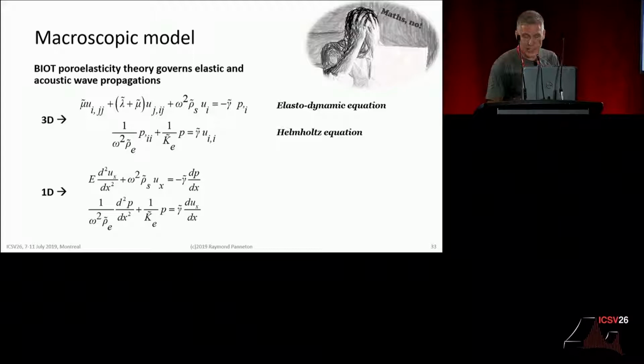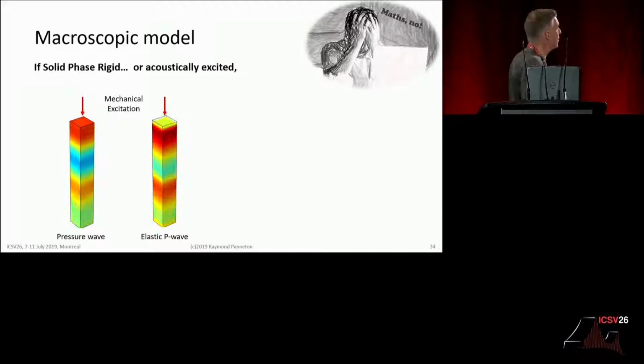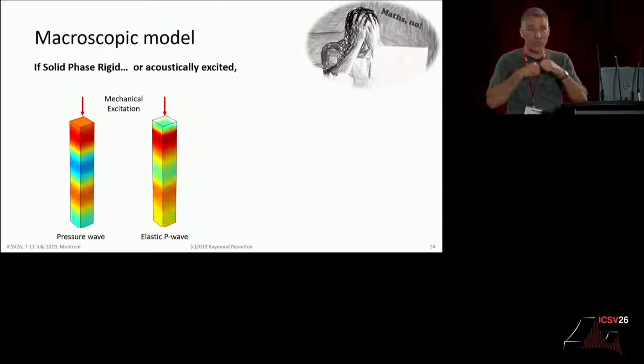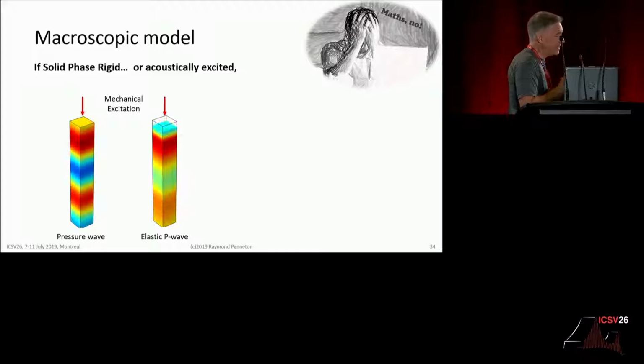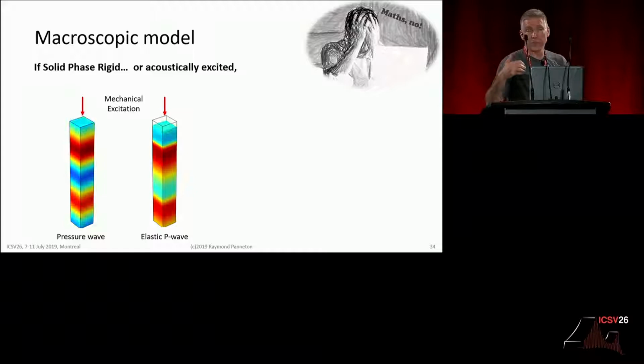I will limit myself to one limit of the poroelastic equation, when the solid phase is motionless. It means what we call rigid frame porous material. It doesn't mean that the frame is rigid, it means motionless, in fact, because the motion of the frame is very low. And it will occur in two situations. The first one is if the frame is actually very, very rigid. And the other one occurs when the material is excited by an acoustical wave.